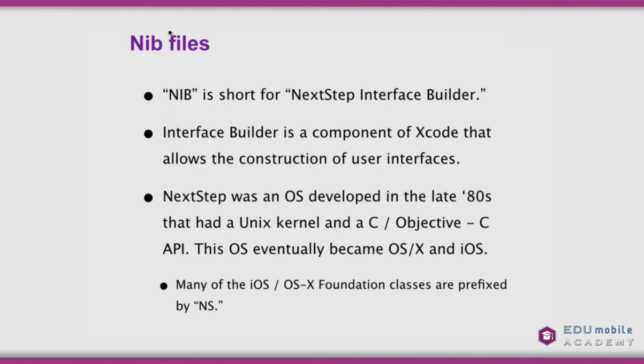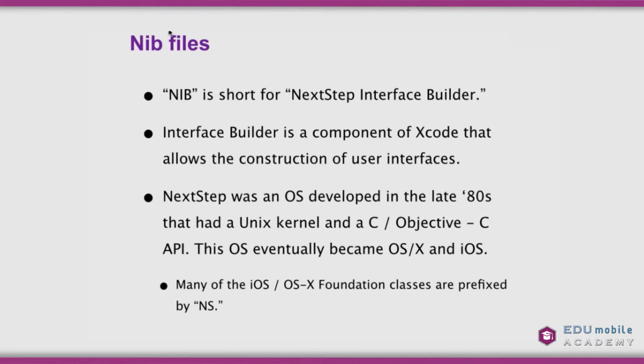Next Step was an operating system developed on the Mach Unix kernel, and this was developed in the late 80s. Tim Berners-Lee actually used Next Step when he was writing the first web browsers. But it's a Unix-based system, and it had a C/Objective-C API, which made it fairly unusual for the time. Objective-C was in its infancy. We know Objective-C started out in the early 80s.